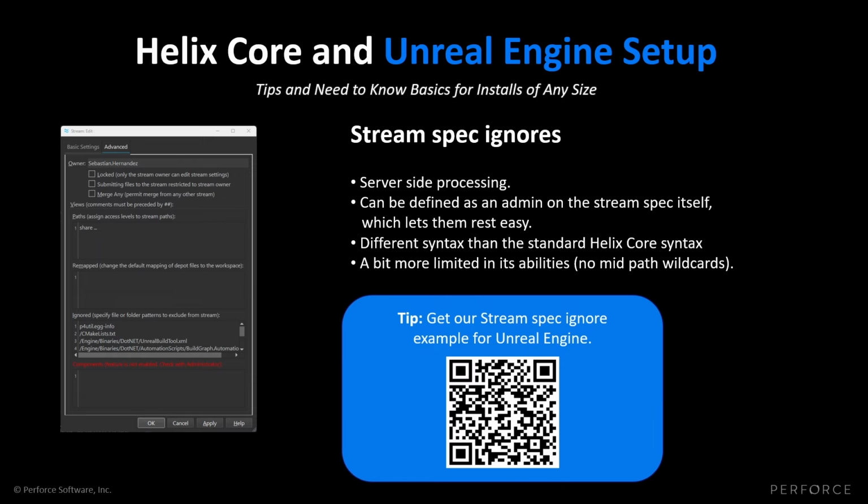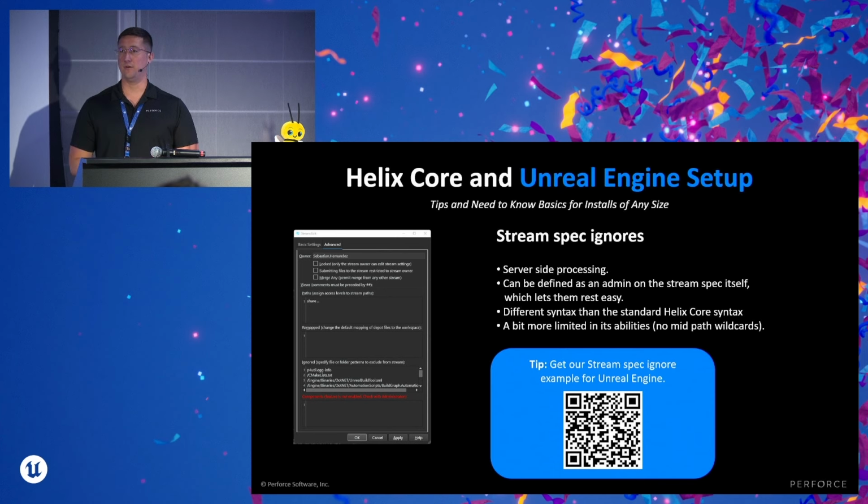So you can use these in conjunction with each other too. If you wanted to, as an admin, you could define the core, I absolutely want these things protected, in your P4 stream spec, and then use the P4 ignore for anything that you want to add additionally or anything that's a little more complicated, but just knowing that you have that double layer of protection there. And then the one other note is that it is slightly a different syntax than the P4 ignore style. And this QR code is our example for Unreal, for a stream spec ignore style. So you can copy this and use it and all that.